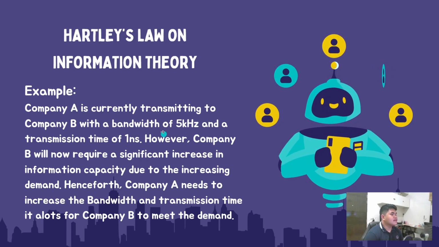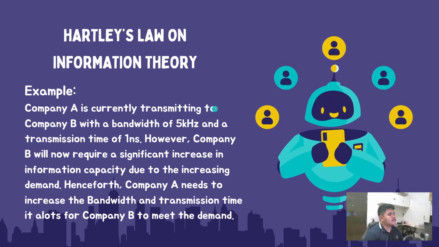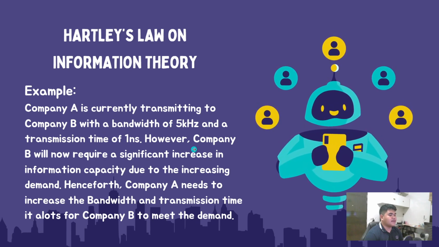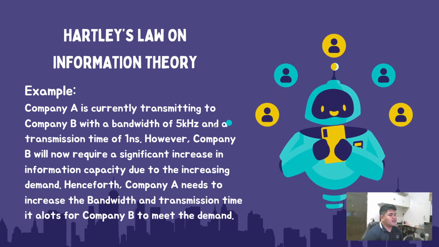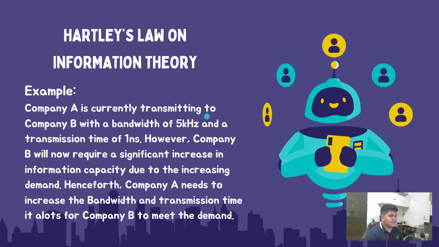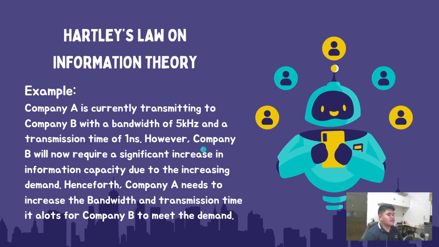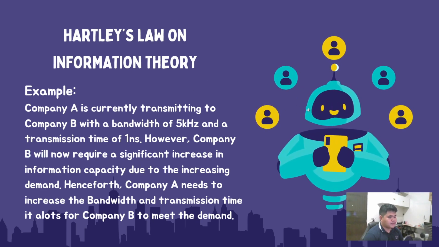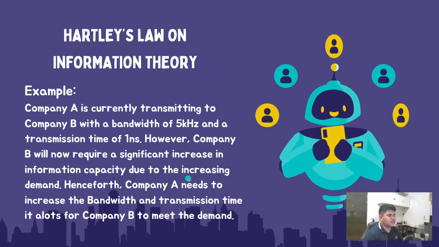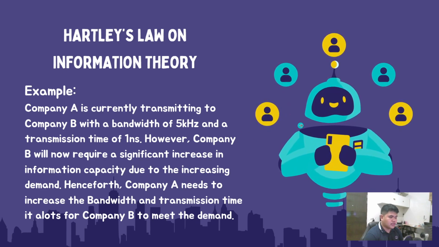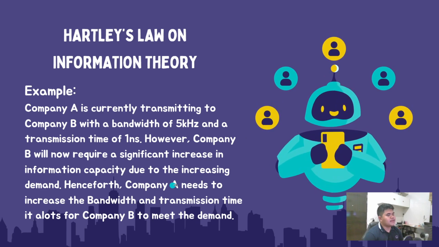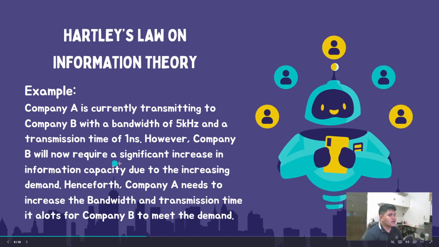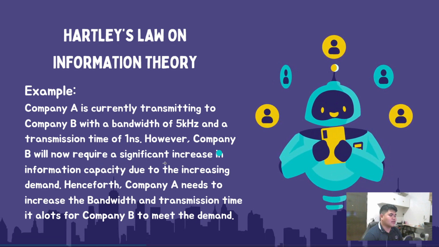As you can see, Company A is currently transmitting to Company B with a specific bandwidth and a specific transmission time. Hence, it equates to a specific information capacity. But now, because Company B will require a significant increase in information capacity, since bandwidth and transmission time are directly proportional to information capacity, Company A will then increase bandwidth and transmission time in order to increase the information capacity that B requires.